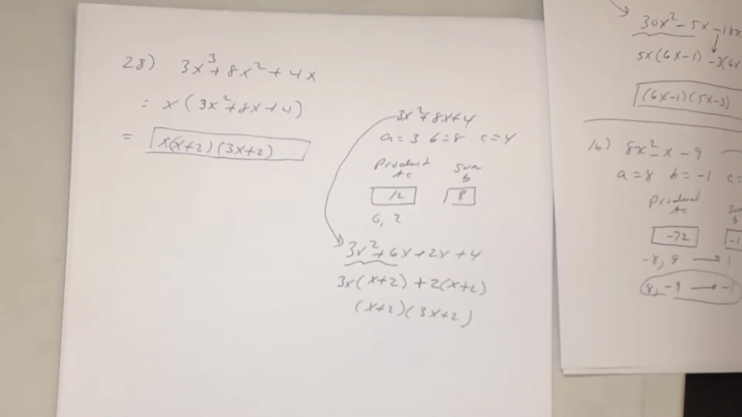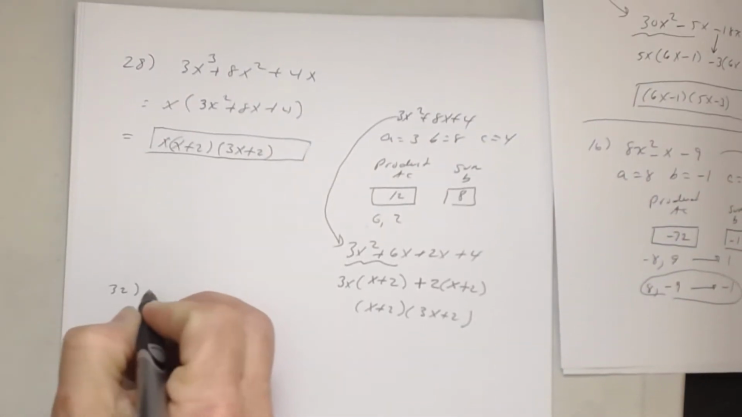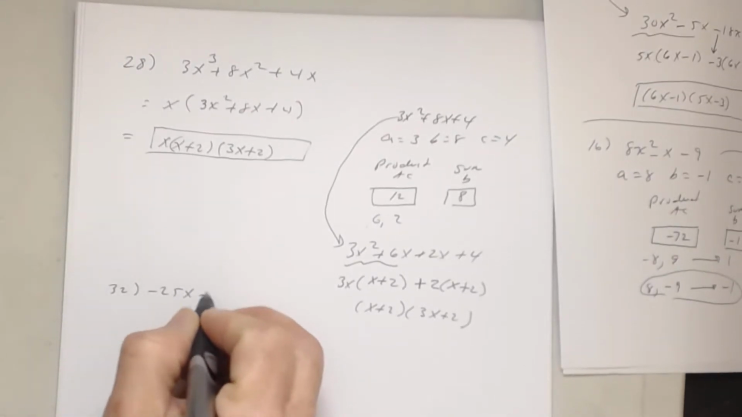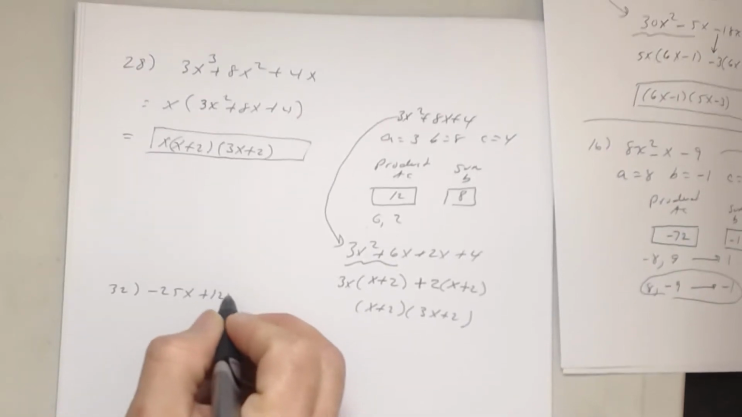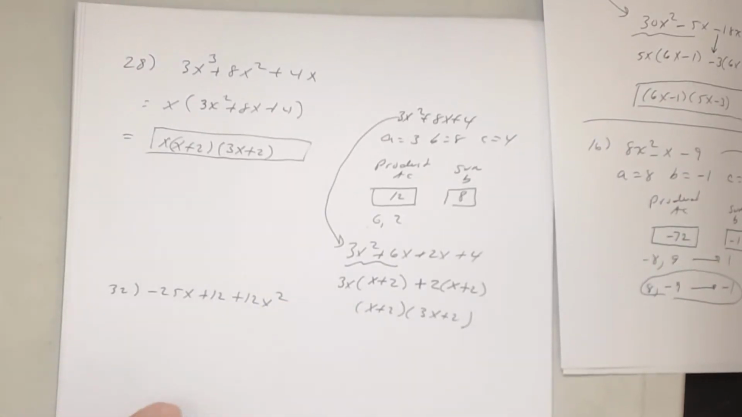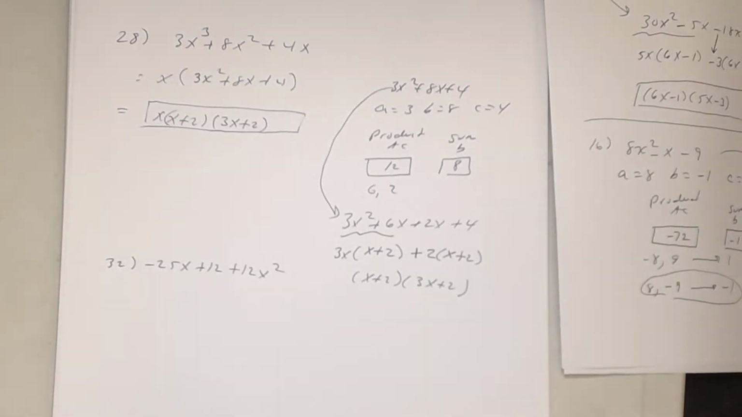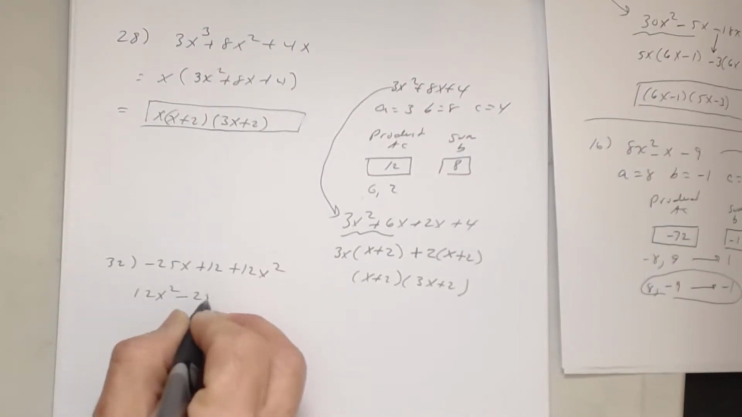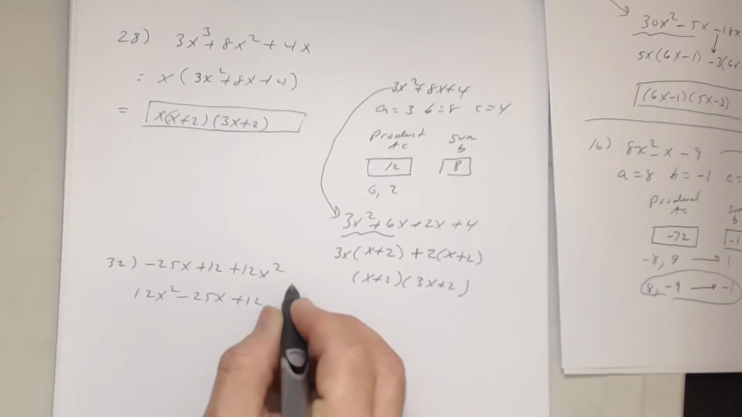Let's look at 32. We have negative 25x plus 12 plus 12x squared. So negative 25x plus 12 plus 12x squared. Put in descending order. So 12x squared minus 25x plus 12, right? So we got to put in descending order.